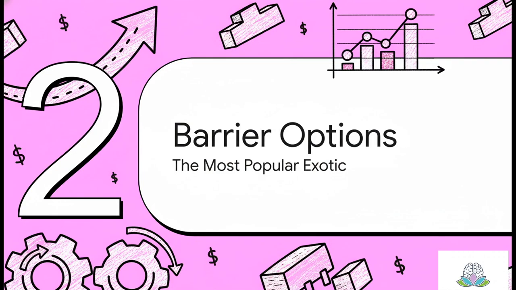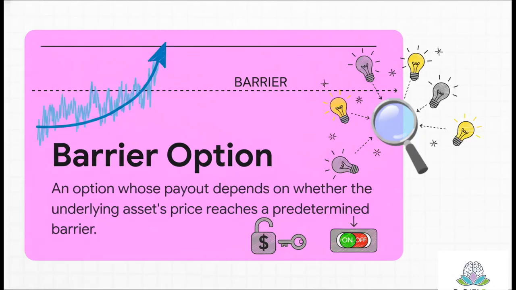Our first stop is going to be barrier options, and according to our source material, these are hands down the most popular type of light exotic out there, and for good reason too. They're often the fundamental building blocks for a whole bunch of other complex financial products. It's kind of all in the name. A barrier option has a trigger point, a price level that we call the barrier, and the entire fate of the option, whether it pays out or not, depends on if the asset's price ever touches or crosses that line. You can almost think of it like an option with a built-in on-off switch.